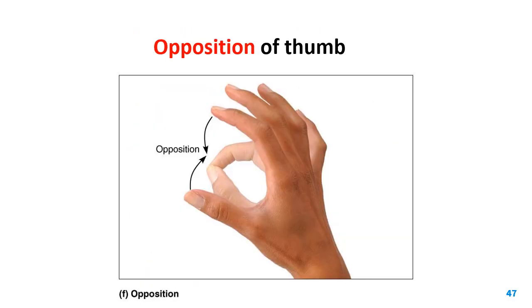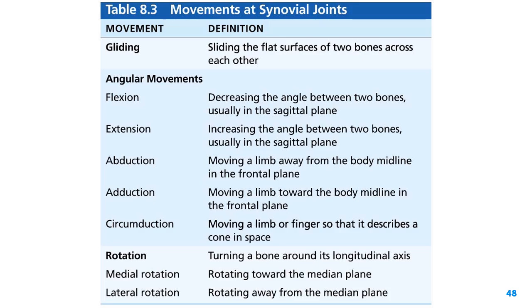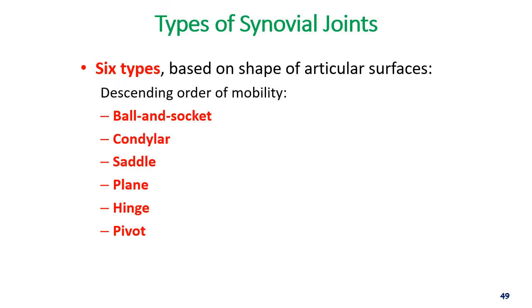Easy. Okay. And another movement, you have your opposition of your thumb. Thumb is very good for opposition. All right, so here is a table from your book showing these types of movements. And let's see if we have time to get to the fun stuff.